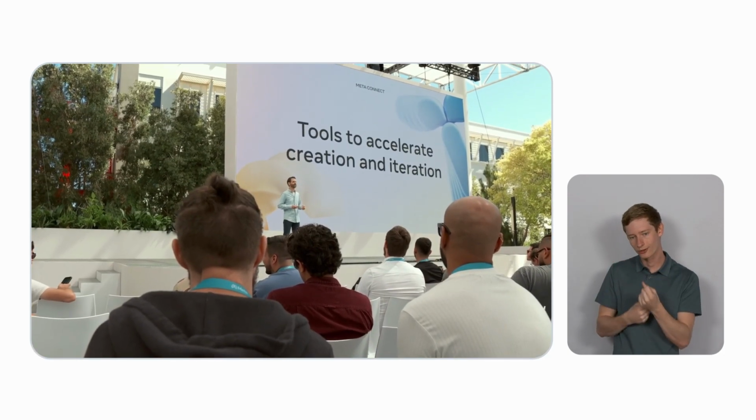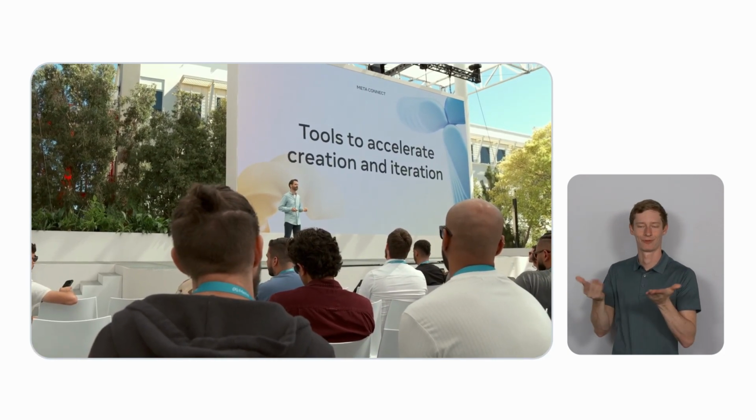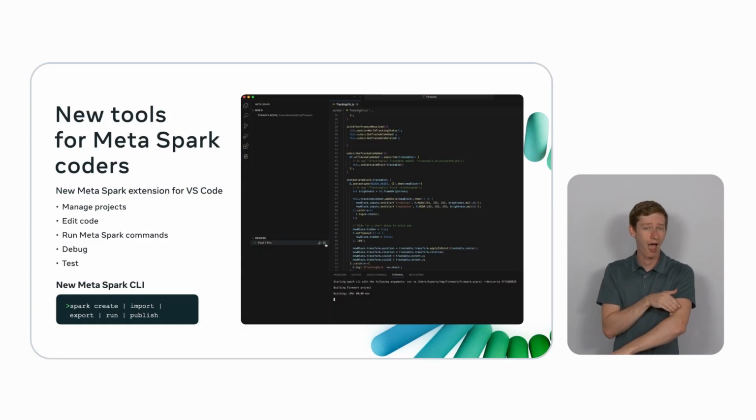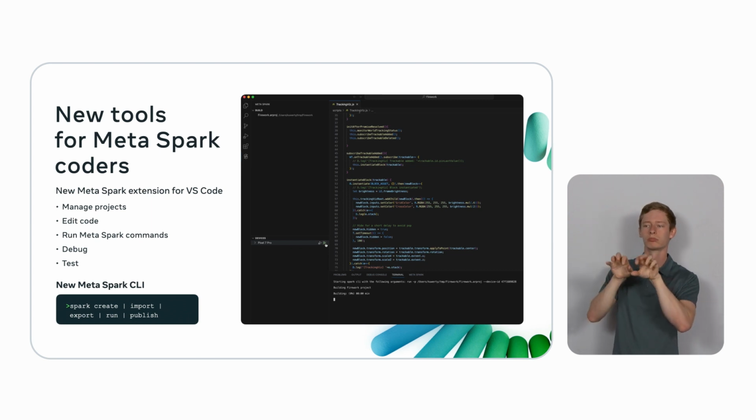So we are thrilled to release new coding tools for Metaspark. This includes a new and more powerful Metaspark extension for Visual Studio Code and a brand new command line interface, the Spark CLI. The Metaspark command line can be accessed via the terminal or directly in the Metaspark extension.